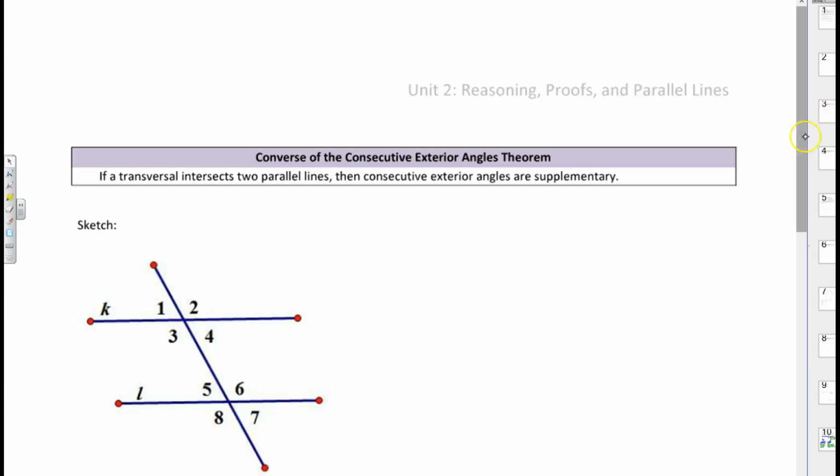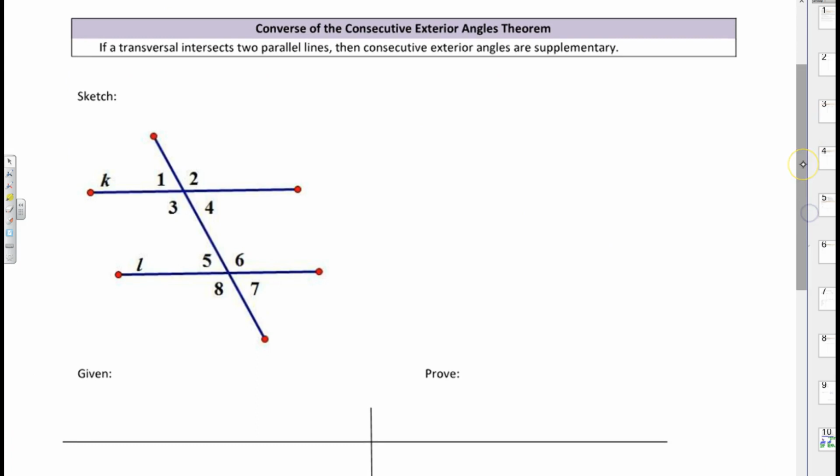Things get a hair trickier when we're talking about consecutive angles and things being supplementary. Anytime we jump into the land of things being supplementary, we have to actually worry about switching in between our equality symbols and our congruence symbols a lot, so the proof gets just a little bit more complicated. But let's take a look. If a transversal intersects two parallel lines, then consecutive exterior angles are supplementary. So my given is two parallel lines, K parallel to L, and my proof statement, consecutive exterior angles are supplementary.